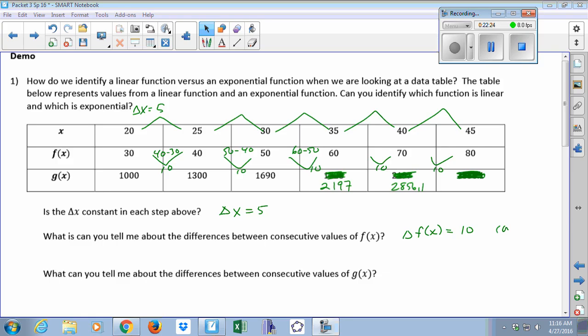Notice 10 is a constant. So in this case, every 5 years, we would be adding 10 to our output. Again, we don't know the situation. We don't know the context of this. But we do know every 5 years, whatever f is measuring here, it would be increasing by 10. All right, so that takes care of f of x.